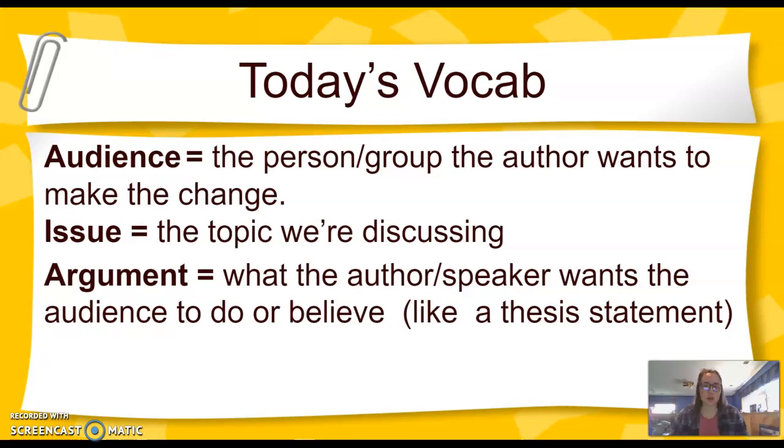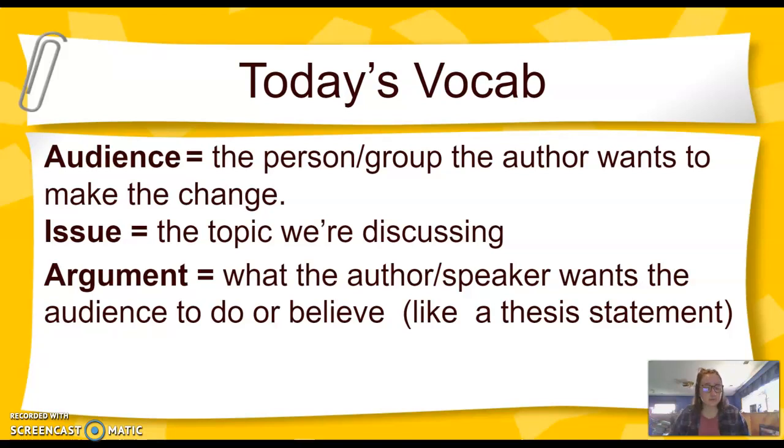So the first thing is audience. When I had you do your pre-assessment where you wrote to somebody at Higher Ground about some issue at Higher Ground, I said, who are you going to write the letter to target? Because ultimately, if you're writing an argument letter, you want to write to somebody who can actually do something about the problem, right? So your audience in this type of writing is the person or group the author wants to make the change. All right?